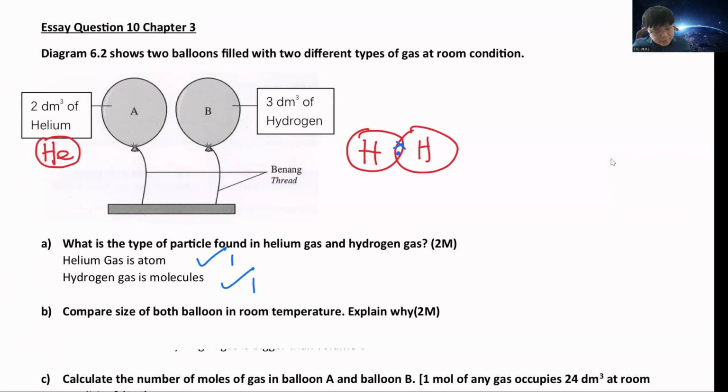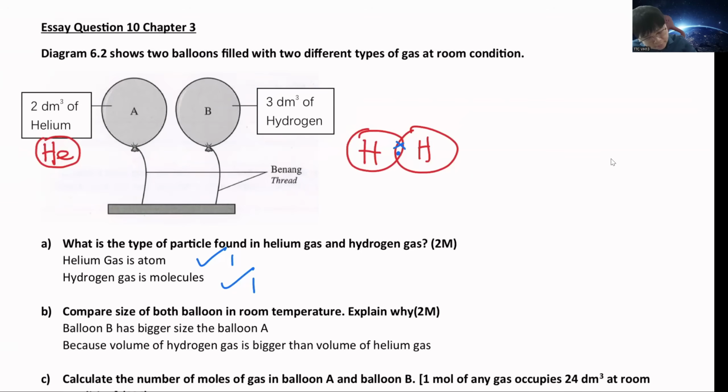Okay. Second one, compare the size. So very obvious. This is bigger in size because 3 dm³ means bigger size. And explain why. So you explain, you get 1 mark here. B is bigger in size because the volume of hydrogen gas is bigger than the volume of helium, because 3 dm³ is bigger than 2 dm³.